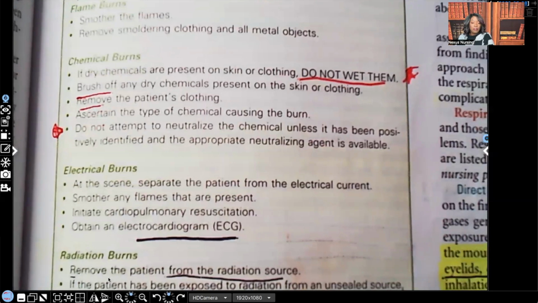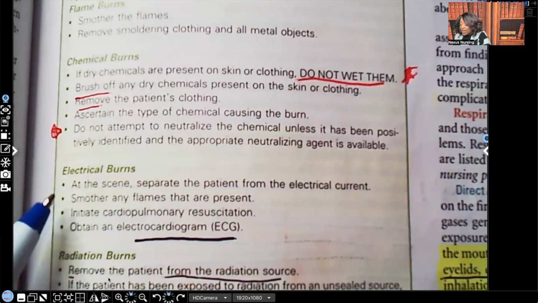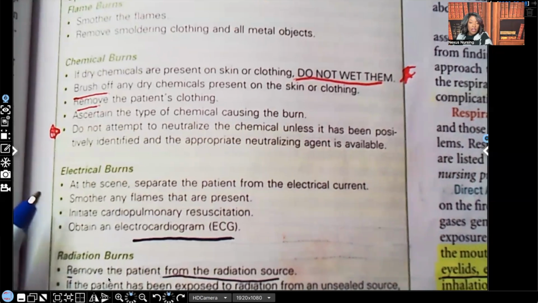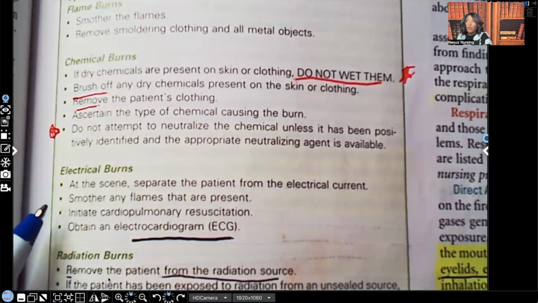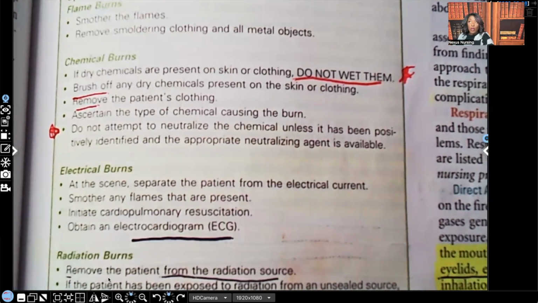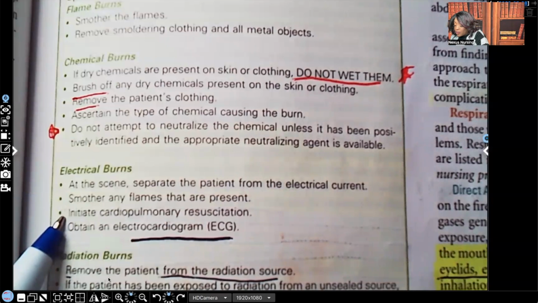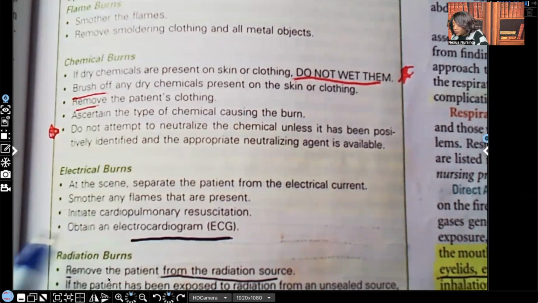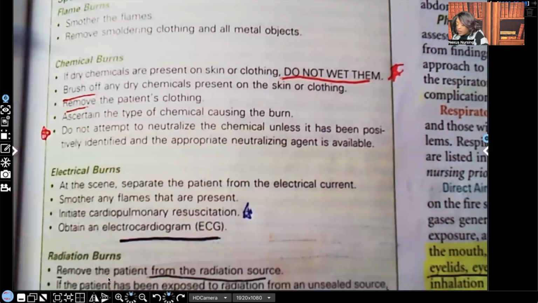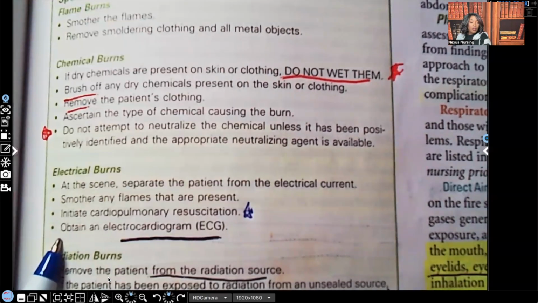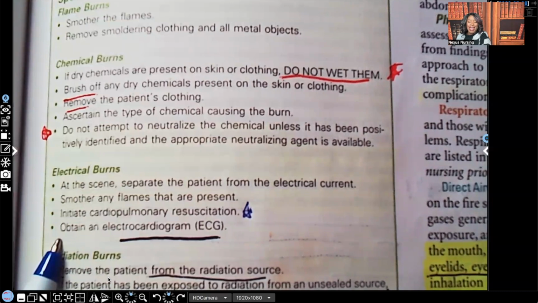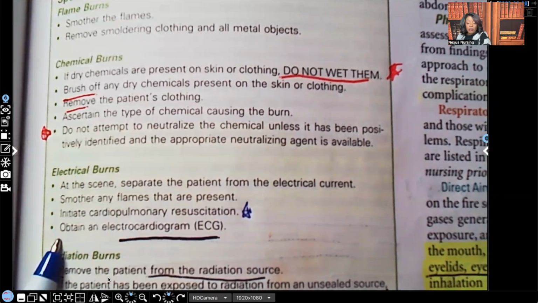Electrical burns. At the scene, separate the patient from the electrical current, of course. Why would you be trying to care for that patient when whatever's killing them is still killing them? So you're going to remove them from that current. You're going to smother any flames that are present, initiate CPR immediately, and obtain an ECG, because we know with electrical burns, the patient's at high risk for these cardiac dysrhythmias.